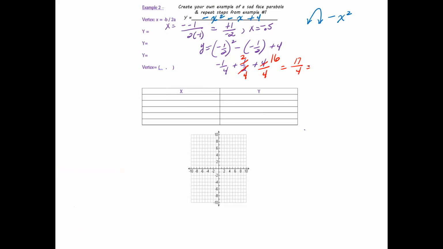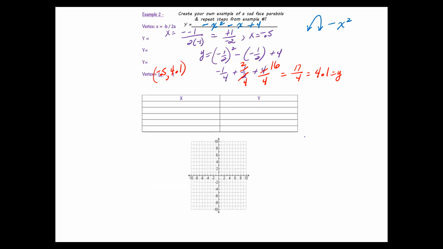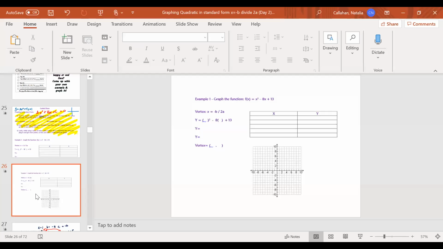If you think about it, 4 times 3 is 12. 4 times 4 is 16. So it's probably going to be around like a 4.1 for your y. So my vertex in this case is going to be negative 0.5 and positive 4.1. I know it's unconventional because it's not a perfect whole number, but that's okay. That happens sometimes. So go ahead and graph yours and do exactly what I just did on your example.